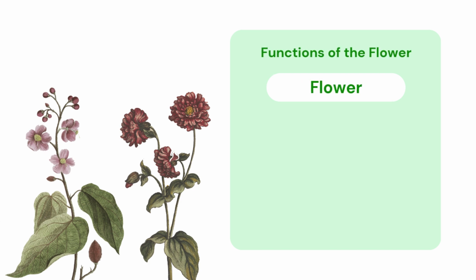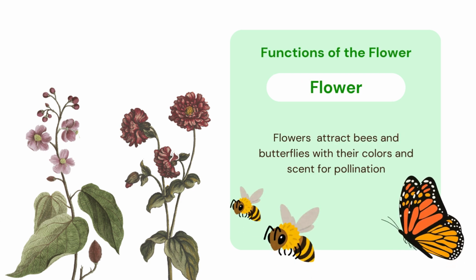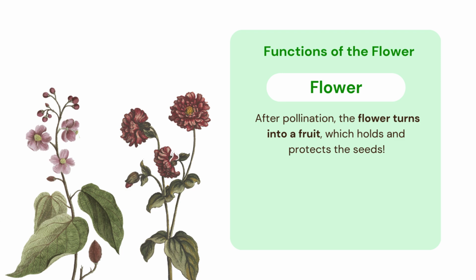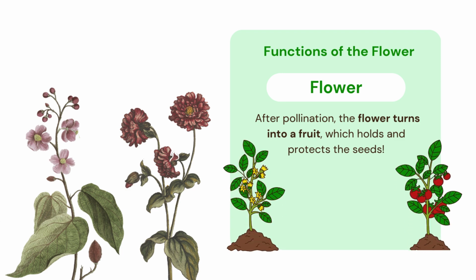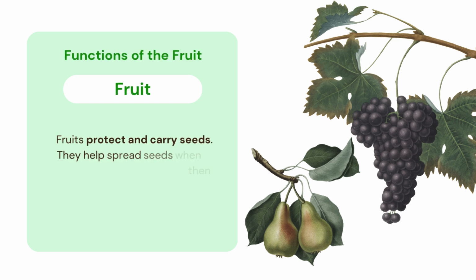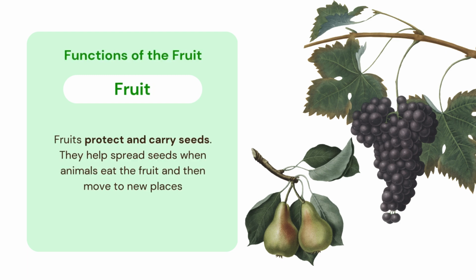Functions of flower. Flowers attract bees and butterflies with their colors and scent for pollination. After pollination, the flower turns into a fruit, which holds and protects the seeds. Functions of fruit. Fruit protects and carries seeds. They help spread seeds when animals eat the fruit.